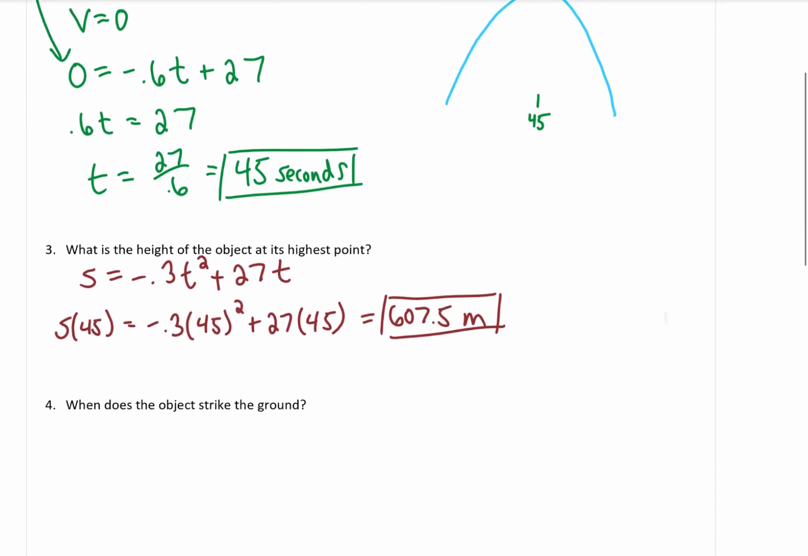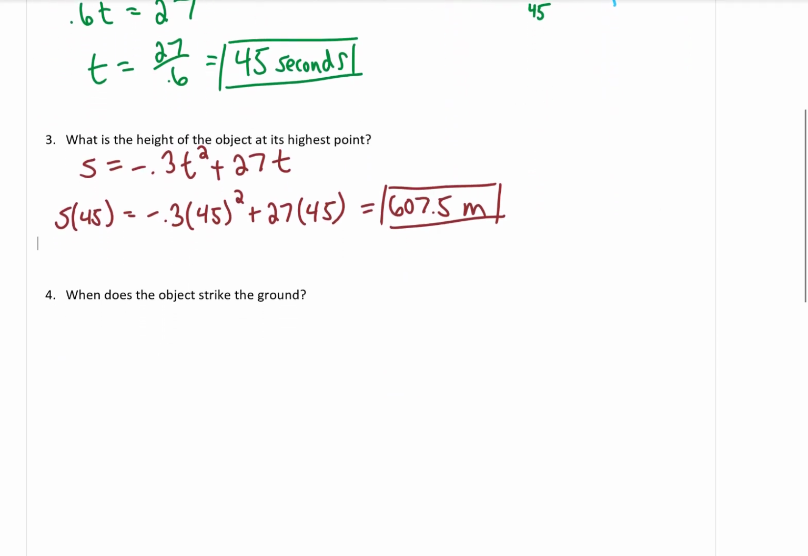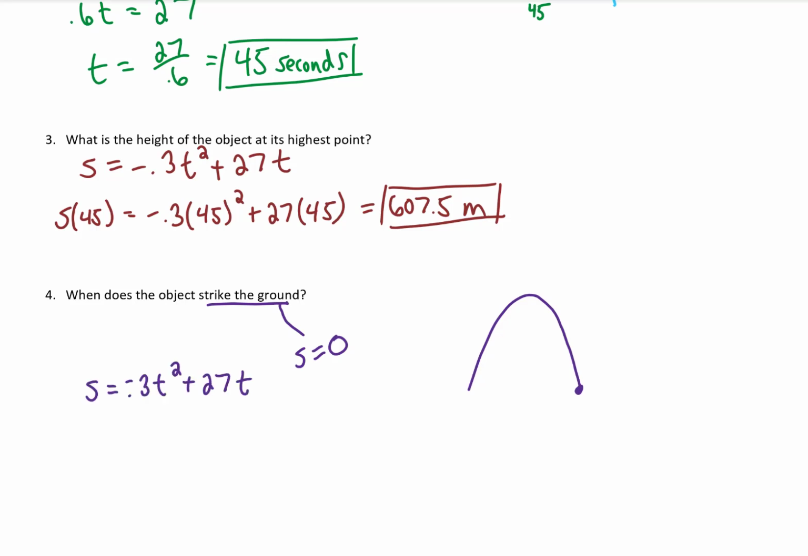Well, now let's look at the next question. When does the object strike the ground? Well, what does it mean mathematically for an object to strike the ground? So the object goes up, it comes back down, and it strikes the ground right here. And what is true about that point is that the height of the object at that point is 0. So s equals 0 when the object strikes the ground. So what we can do is we can take that position function and plug in 0 for our position.